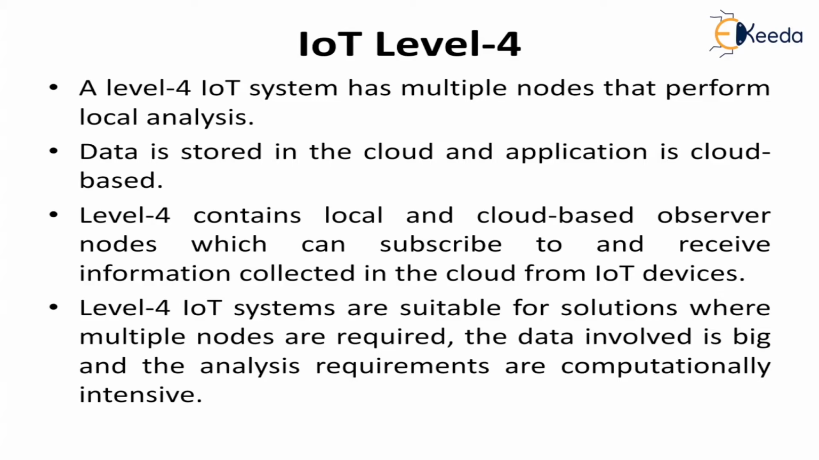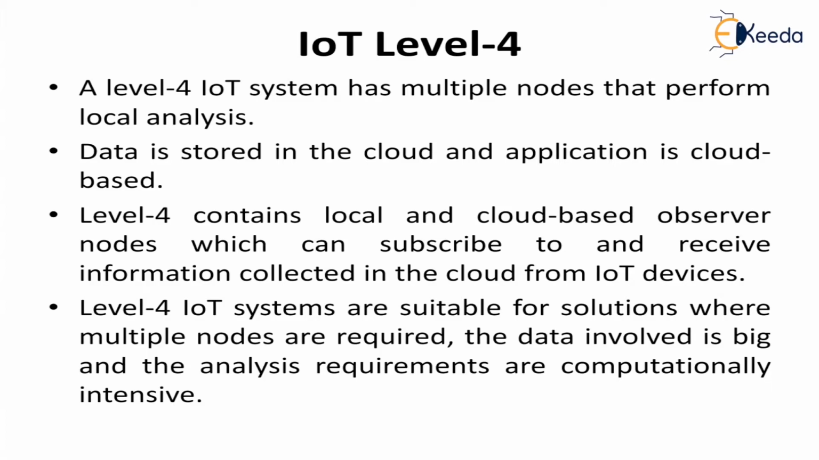Level 4 IoT systems are suitable solutions where multiple nodes are required, whatever the system requires. The data involved is big and the analysis requirements are computationally intensive. Like level 3, computationally intensive data is required for both systems. In level 1 and 2, the data is processed locally and also stored in the cloud. Level 1 has a lower amount of data handling. Compared to level 2, level 3 and level 4, the data processing in level 1 is very low, and the data required is also very low.